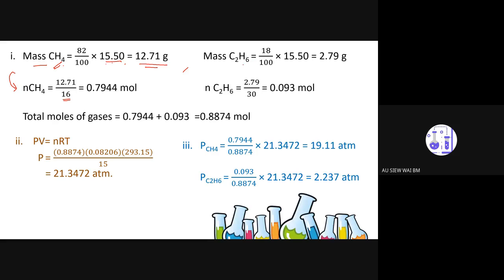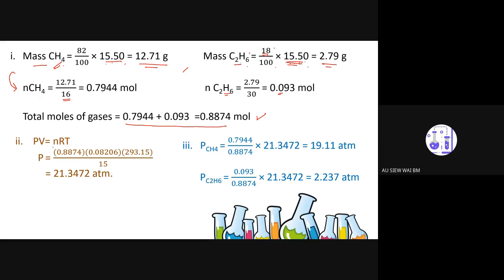After that, by using the same method, we find out the mass of the C2H6. So the total mass times the 18%. Out of this 15.50 grams, 18% is C2H6. So we use this one multiplied by 18%. So you get this one. After that, convert to the number of mole, so you get this one. So the total number of mole means the summation of both of the numbers of mole. So by adding them, you get the total number of mole.